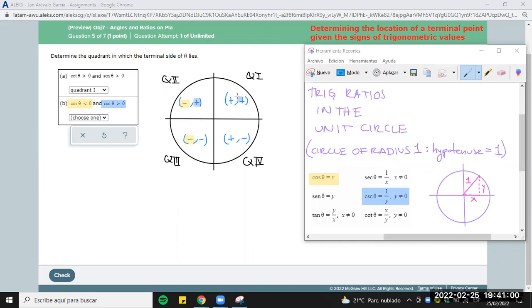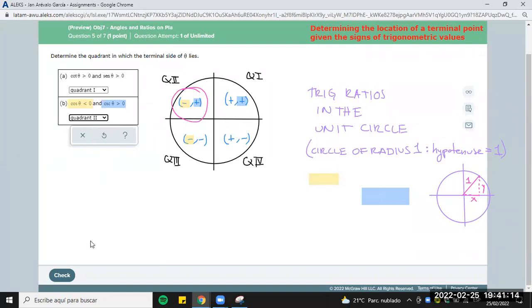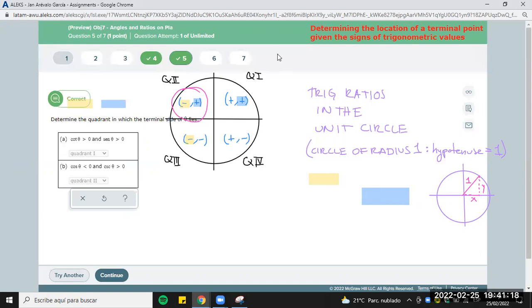So these are the two cases where that happens at the same time. And this is the quadrant where the two things happen at the same time. So the answer for this one is Q2. Check. Correct.